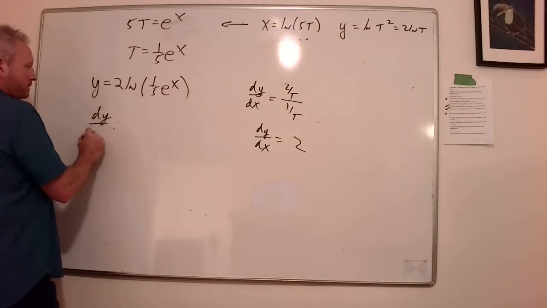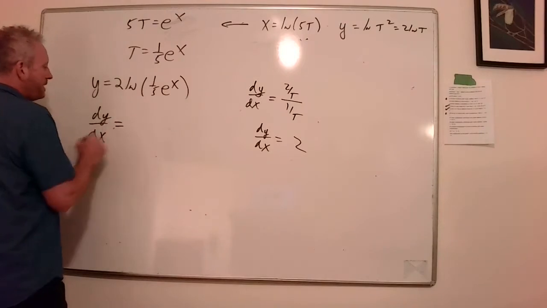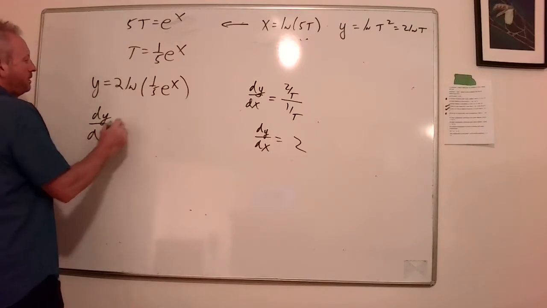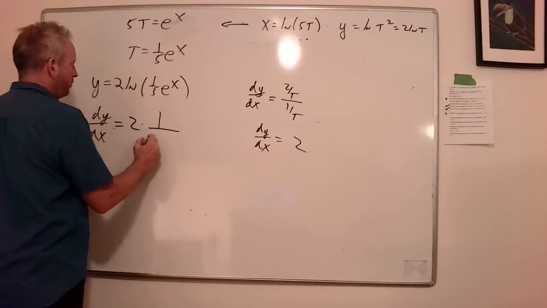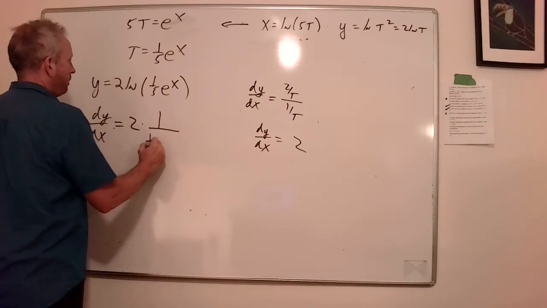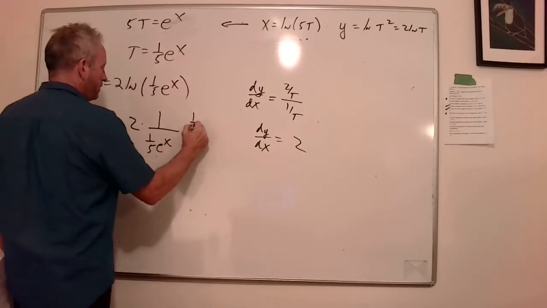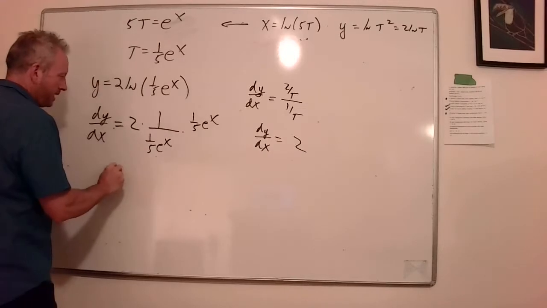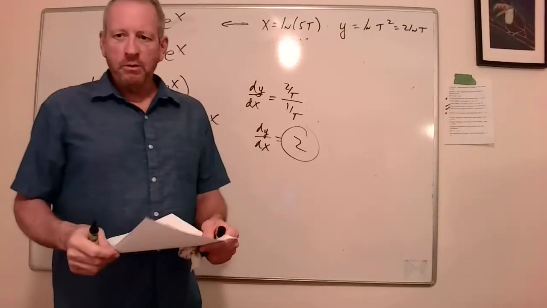dy dx. Remember, that's a function of t right there. But dy dx, the constant's out in front. The derivative of the natural logarithm, we use the chain rule. So it's 1 over 1/5 e to the x times the derivative of the inside here, which is 1/5 e to the x. And yeah, you guessed it, that's 2. So check. And that's question 2.